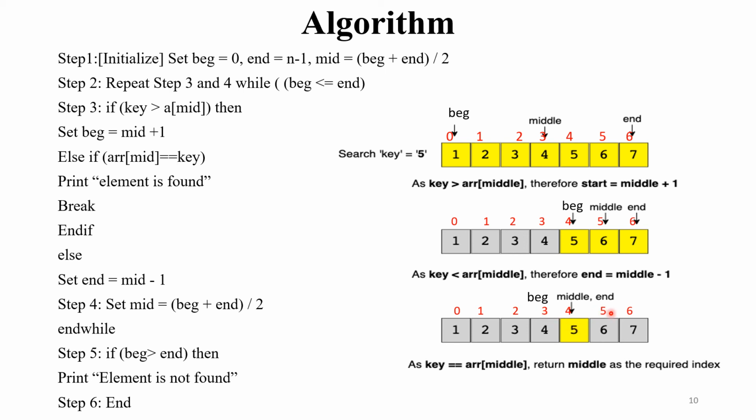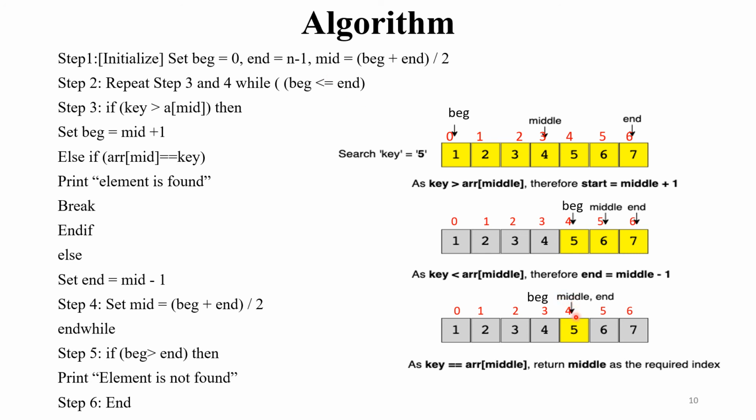So here beginning and end both point to the fourth index. We check that beginning is less than or equal to end. Here beginning is 4 and end is also 4. Before that we find the middle element. How do we find the middle element? Here beginning is 4 and end is also 4. So 4 plus 4 is 8, and 8 divided by 2 is 4. So our mid is 4.